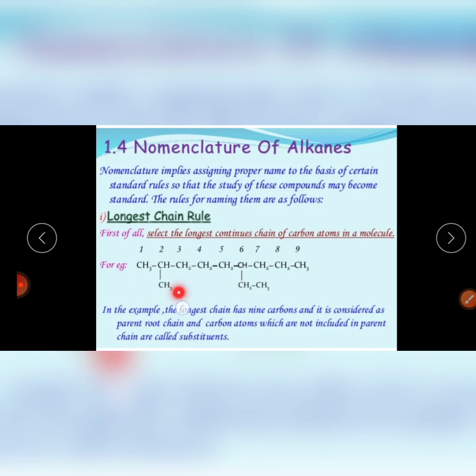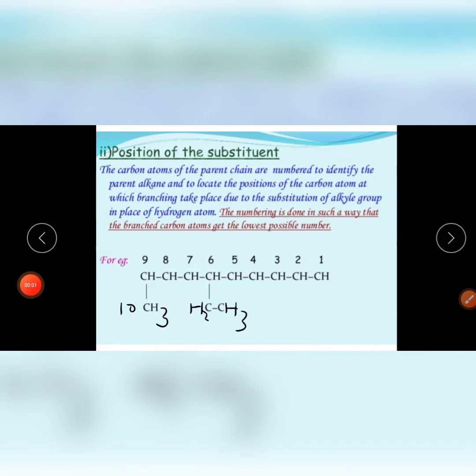Okay, so we haven't included this carbon and these two carbons in our parent chain, so these two carbon atoms will be termed your substituents. So we have this substituent as well as this substituent. The second part of your nomenclature is the position of substituents. You have to mention the position of these substituents, meaning where they are situated.